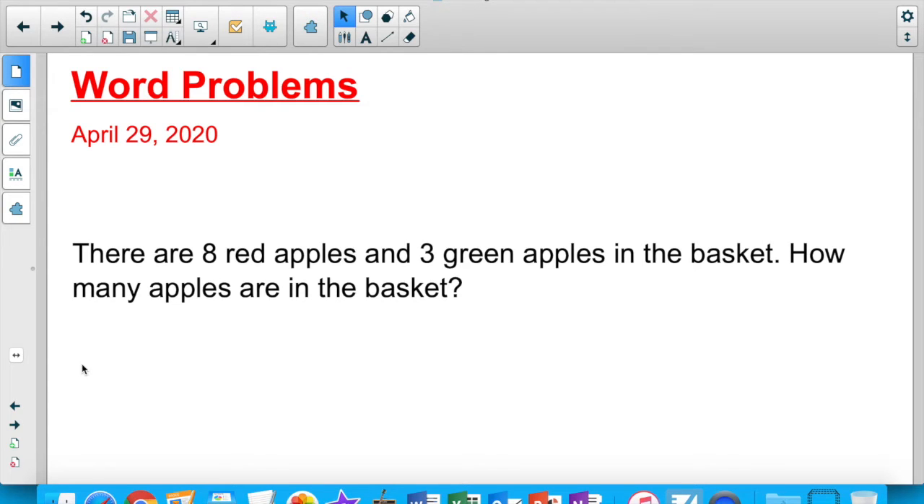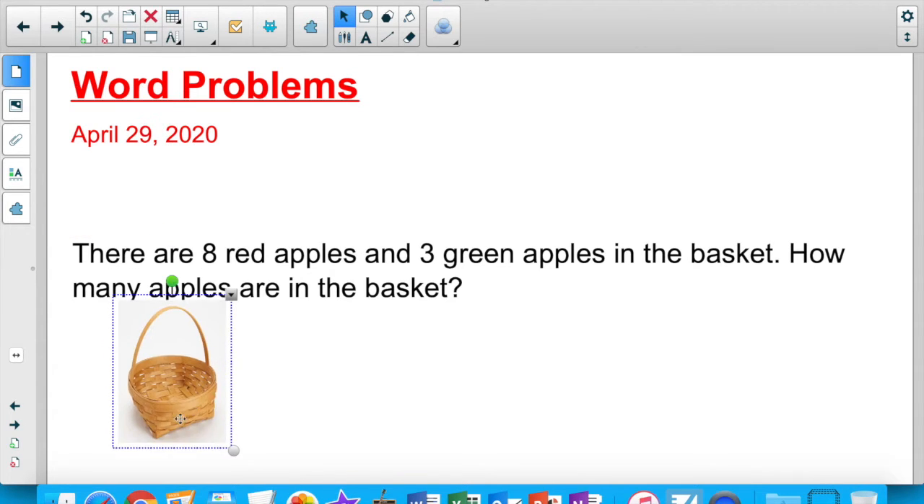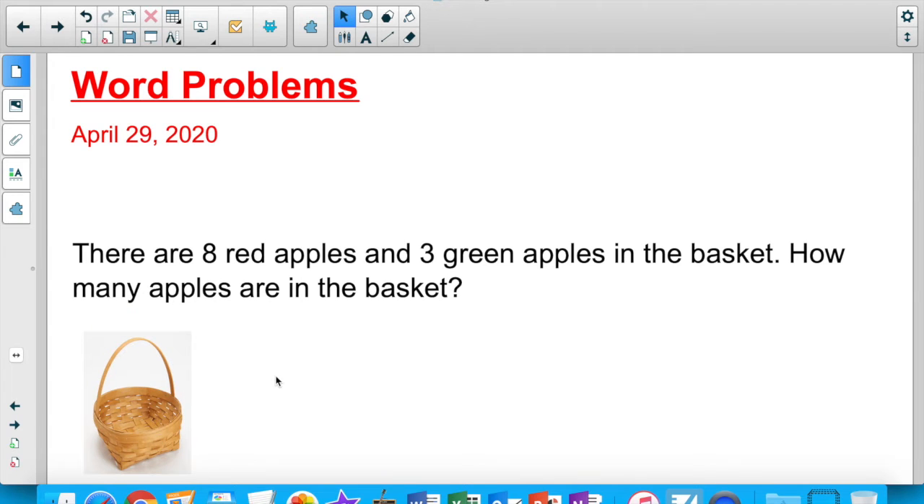It's important to draw a picture to show what your word problem is telling you. So I know that a basket looks like this, but we don't want to spend too much time drawing a basket. So what I'm going to do is, instead of drawing a basket, I'm just going to be drawing circles, just to represent the basket.